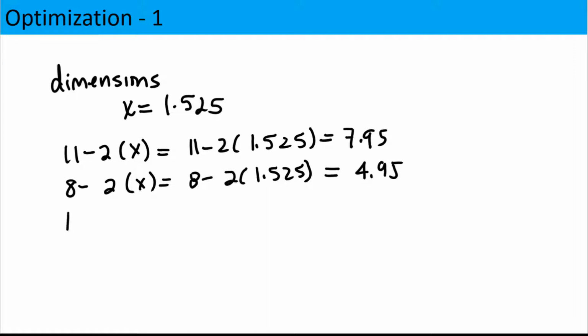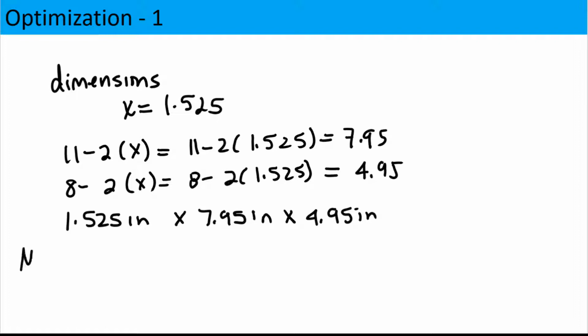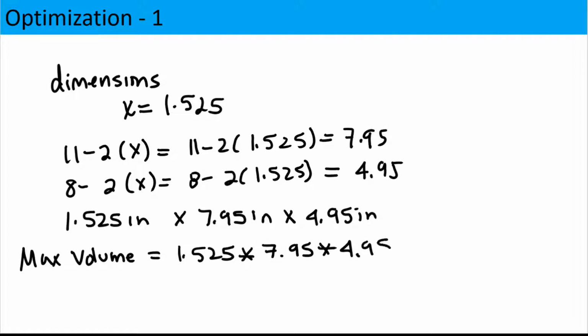So the dimensions are 1.525 inches by 7.95 inches by 4.95 inches. And the maximum volume, if you multiply these together, is 1.525 times 7.95 times 4.95, which is approximately 60.10256. And don't forget the dimensions, inches cubed.